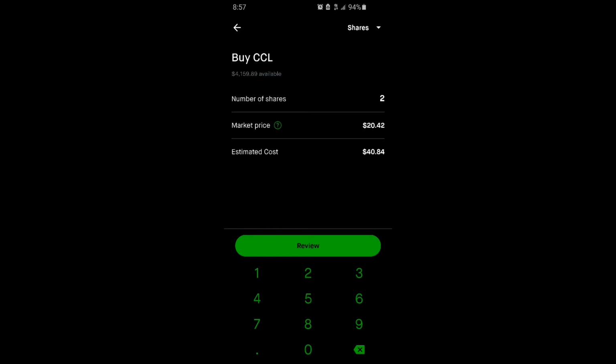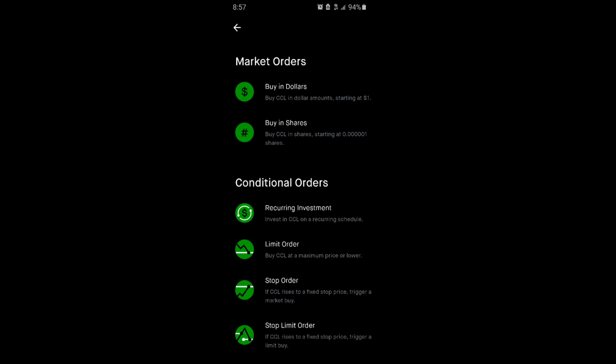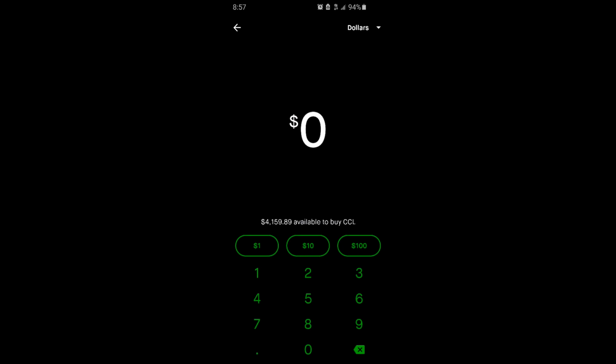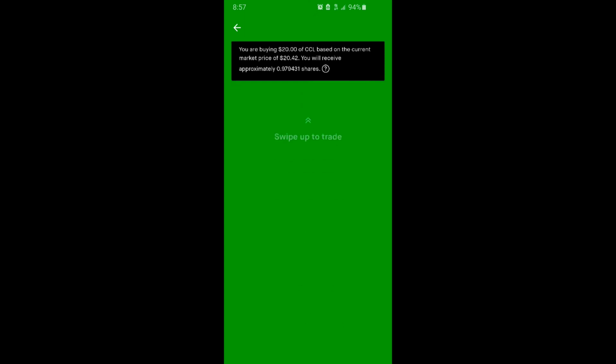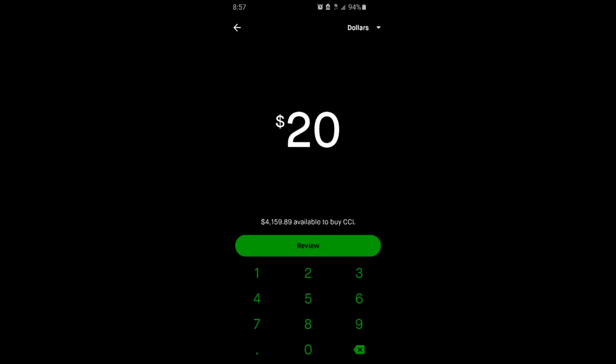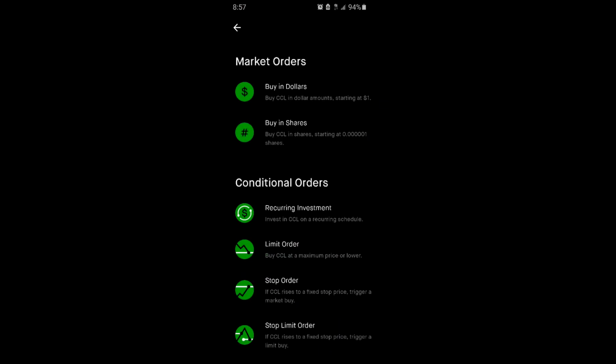But if you look up at the top right where it says shares right here, this is the button that you want to click on, because it gives you more options of how to do a buy order. So you click on it, and then if you really like doing it the way it defaults to, then you can also buy it in dollars. So instead of buying the number of shares you want, you could say I got $20 to spare. How many shares can I get with $20? And then it'll tell you right there, you can get 0.979 shares. So you'll get the fractional shares with $20, and then you can swipe it up and do it that way. You'll buy it at whatever price it is at that moment.